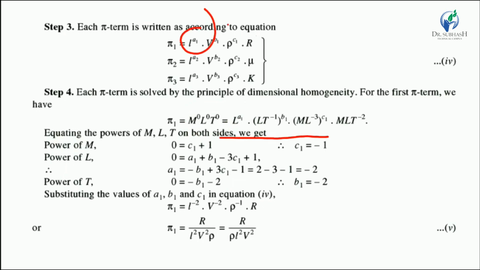Now on the right side of the pi 1 term we have L, V, rho and R. So put the MLTs of all these variables. The MLT of L is L, velocity is LT minus 1, density we find as ML minus 3, and resisting force is MLT minus 2. Now also write the arbitrary power of each variable respectively as mentioned in the slide.